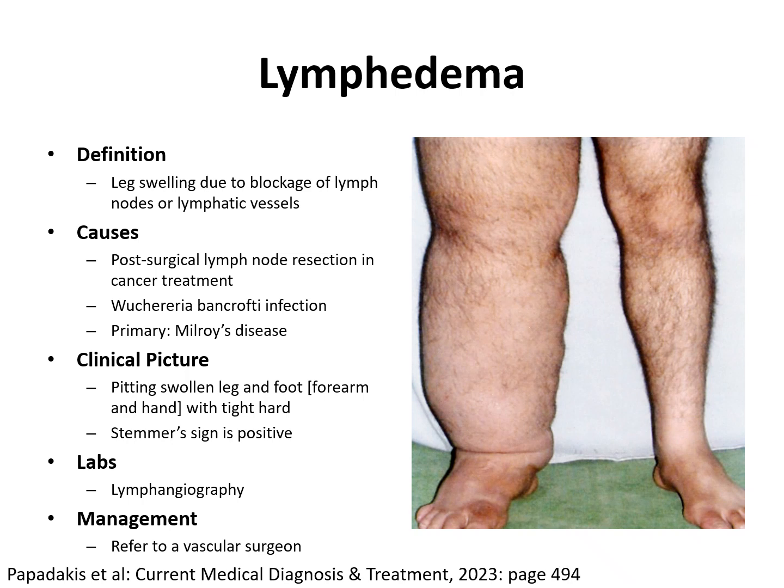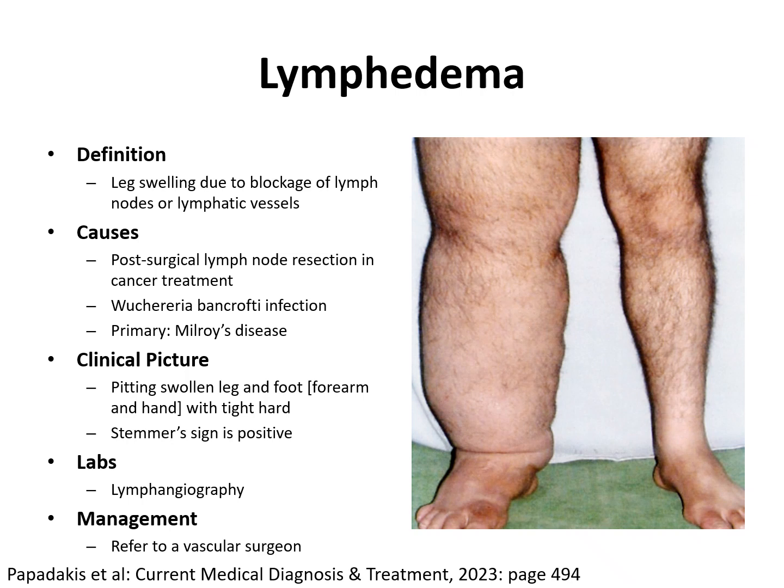The clinical picture would be in the beginning, pitting swelling of the leg and foot, or if it were following mastectomy and axillary node clearance, swelling of the forearm and hand, and then it will become tight and hard, and then eventually you would develop what is known as brawny, spelled B-R-A-W-N-Y, edema. Brawny is another word for tight or indurated swelling. Stemmer sign will be positive.